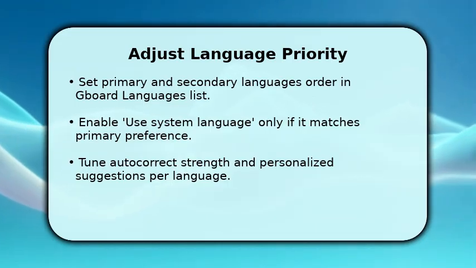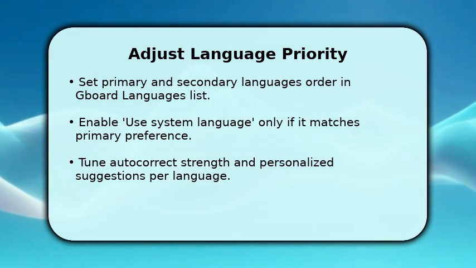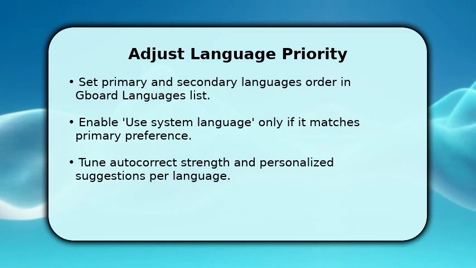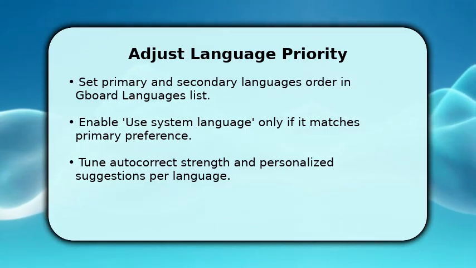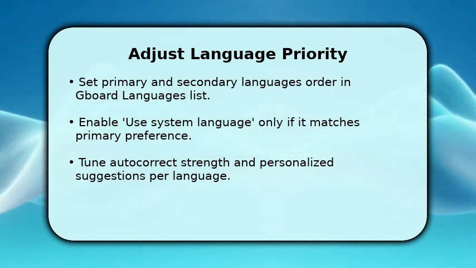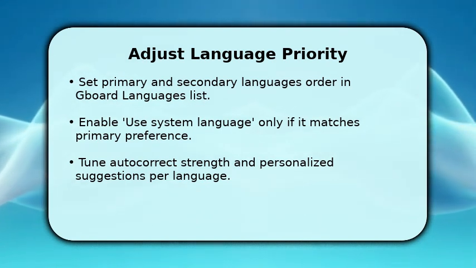Make sure use system language aligns with your chosen primary and disable it if it conflicts. Also open text correction to set autocorrect strength and personalize suggestions for each language. Doing this improves how Gboard decides which language to autocorrect to when you switch between tongues in one sentence.